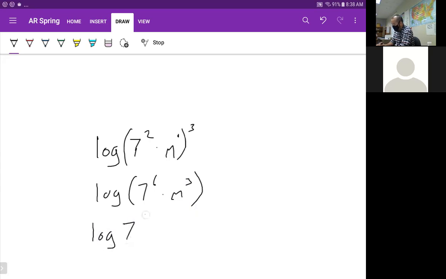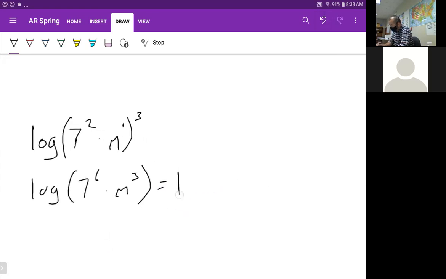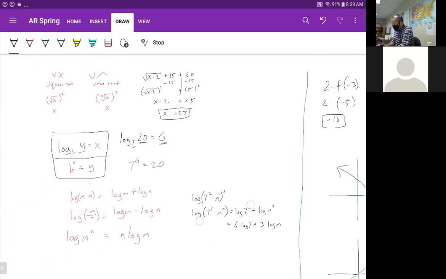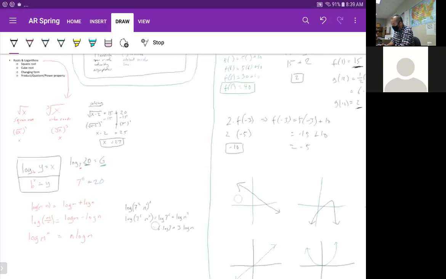Log of 7 to the 6th plus log of m to the 3. Then you can do the power rule. So it's 6 log 7 plus 3 log m. And that is everything.